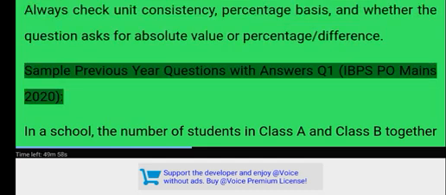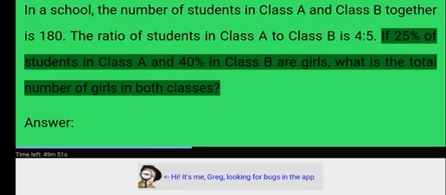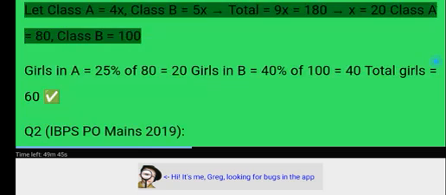Sample previous year questions with answers. Q1, IBPS PO Mains 2020. In a school, the number of students in Class A and Class B together is 180. The ratio of students in Class A to Class B is 4:5. If 25% of students in Class A and 40% in Class B are girls, what is the total number of girls in both classes?